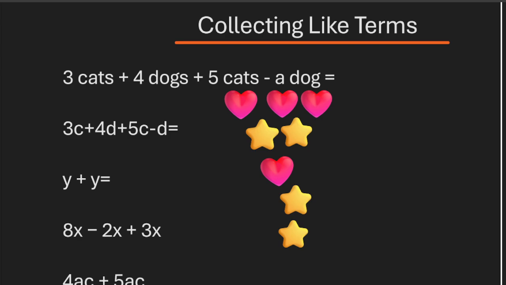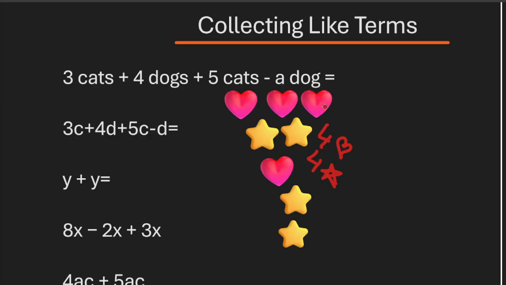In this video, I would like to explain collecting like terms. Before we start, if I ask you to tell me how many shapes do I have here, the answer can be 8 shapes. 1, 2, 3, 4, 5, 6, 7, 8. That's one answer. Someone else may say you have 4 hearts and 4 stars, and this is making sense.